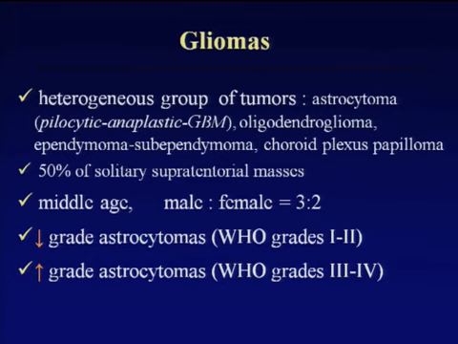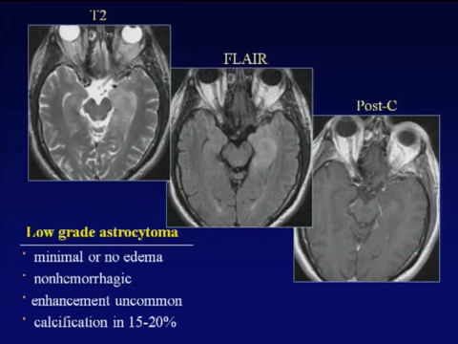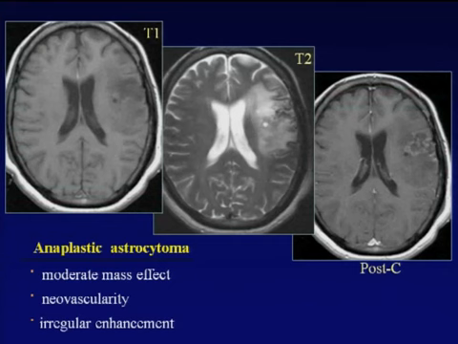This is a typical low-grade astrocytoma. Deep temporal lobe, the very common typical presentation here. On T2 FLAIR, you see this vague high intensity, and minimal or absence of contrast enhancement. As you see, non-hemorrhagic, the enhancement is an uncommon feature, and there is associated calcification in 15 to 20% of the cases.